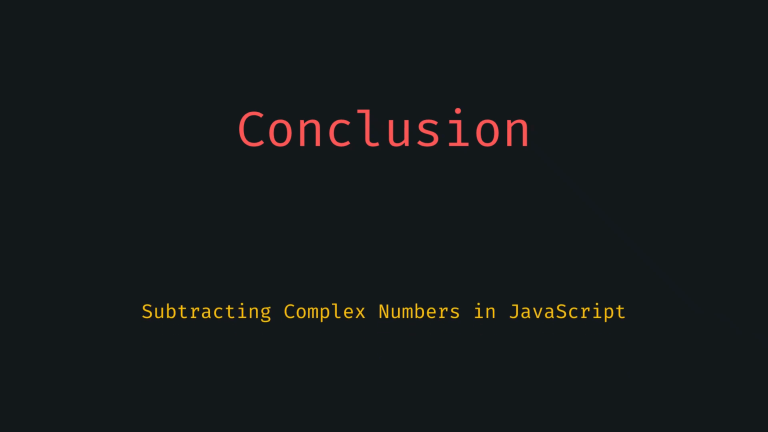Alright, let's wrap up. Today, we've learned how to subtract complex numbers using a structured JavaScript program. We've used a constructor, a transformer function, and a clean subtraction method to handle both parts. This approach is not only practical, but also great for learning object-oriented techniques in JavaScript.